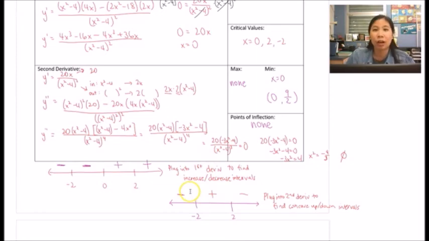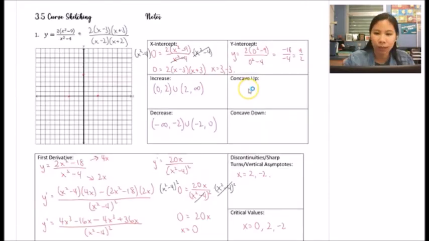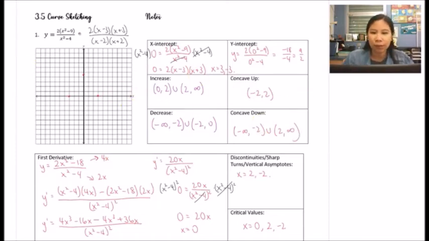So that means we are concave down wherever the negative signs are. So from negative infinity to negative 2, and from 2 to infinity, and then concave up between negative 2 and 2. So we can write out negative 2 and 2 for concave up, and concave down. There's our intervals. So at this point, we have everything filled out. We pretty much have enough information to sketch our curves then.